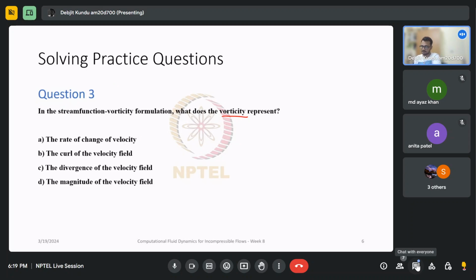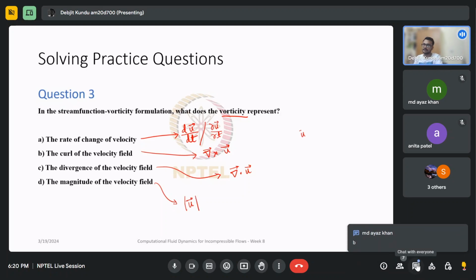So mathematically, these can be represented as follows. The rate of change of velocity, let's say dou u dou t. The curl of the velocity field is simply nabla cross the velocity field u, which is a vector by the way. Is it the divergence, which is a dot product, or is it simply the magnitude of the velocity? So if u is the velocity, then these are the mathematical ways in which these options can be represented. Which of them represent vorticity?